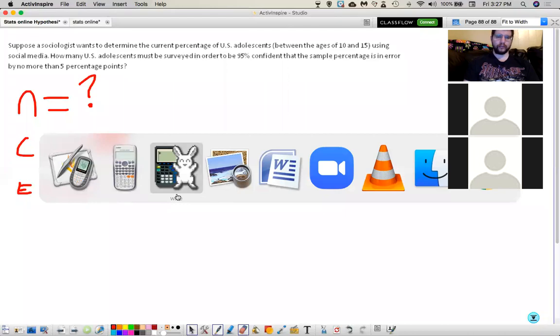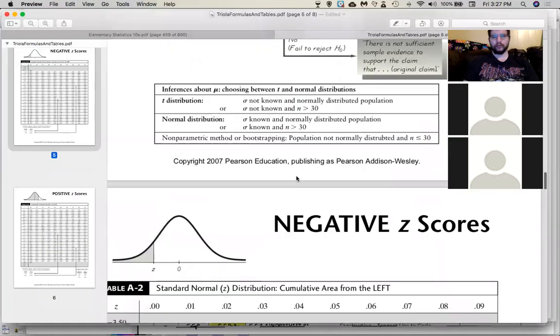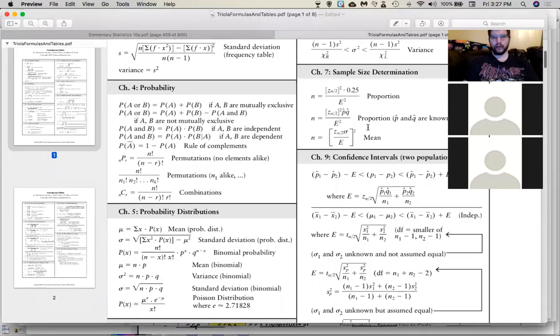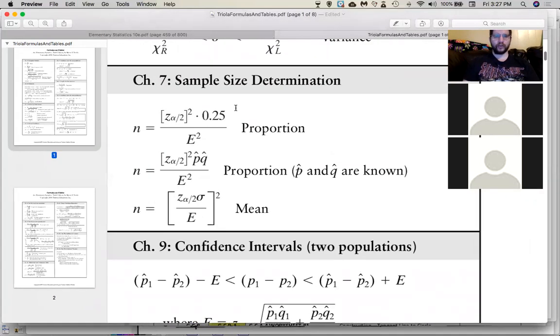Well, let's look at our formula sheet. Okay, somewhere in here. There. Sample size determination. There's 2 different ones for a P sample size, and that's what this is, a P sample size. You could have a P without P hat known, a P with P hat known, or you might have a mean sample size. They all work the exact same way, just different formulas.